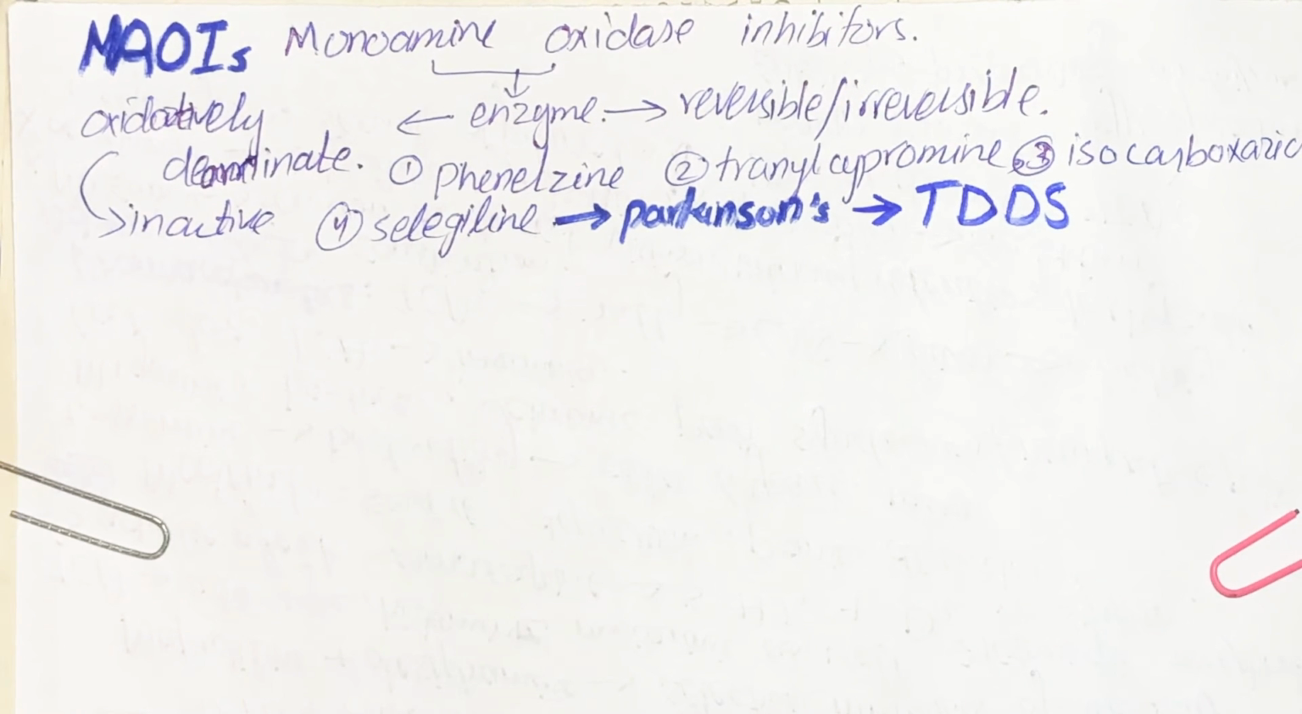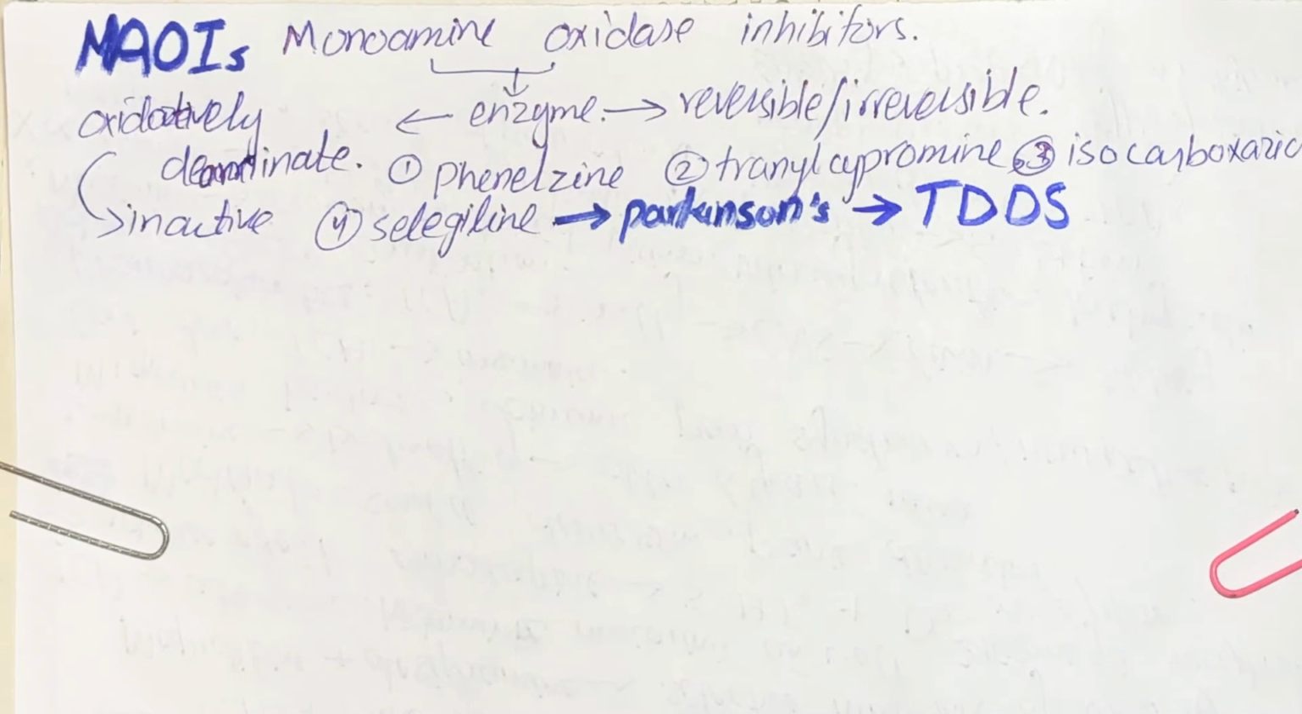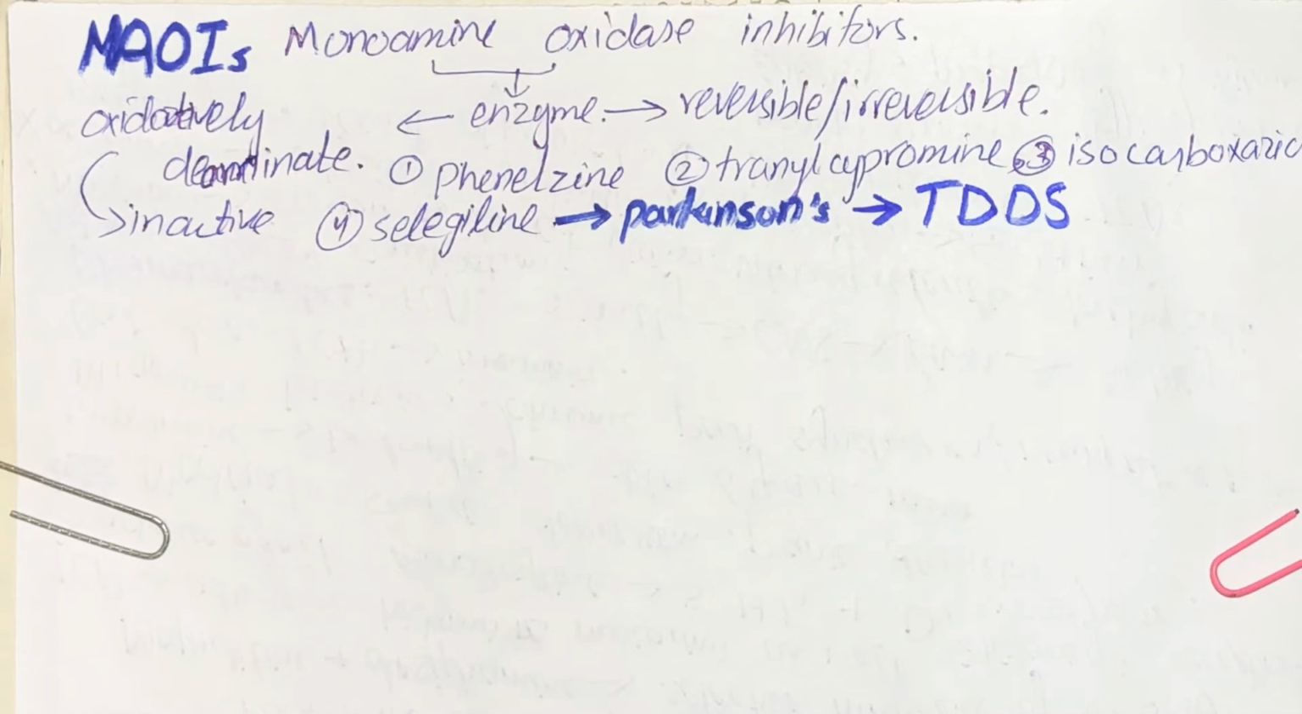Their use is limited due to complicated dietary restrictions required while taking these agents, because these agents actually interact with much of the food. Therefore their use is much limited, because a patient cannot always control his diet, because he can forget about what to take and what not to take at many times, so it becomes very difficult for the patient to handle such conditions. So therefore its use is much limited now.